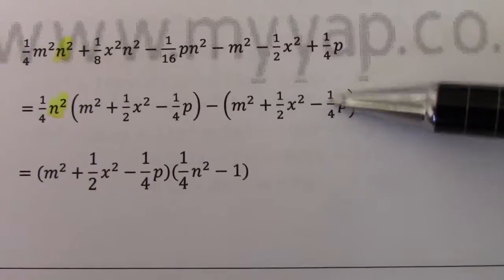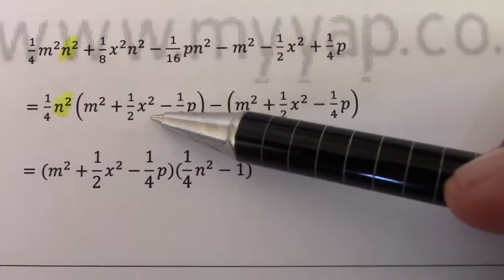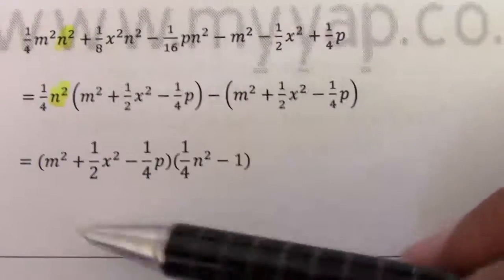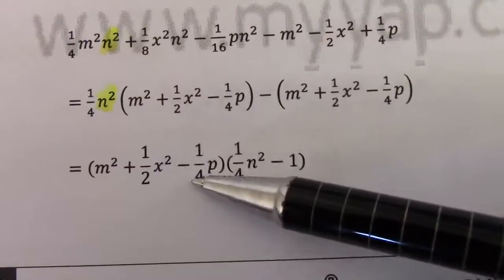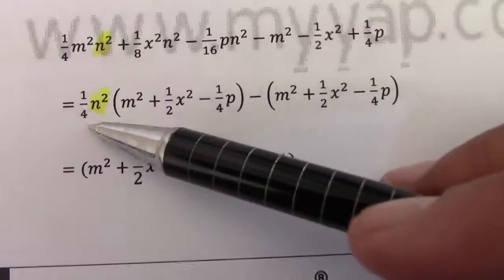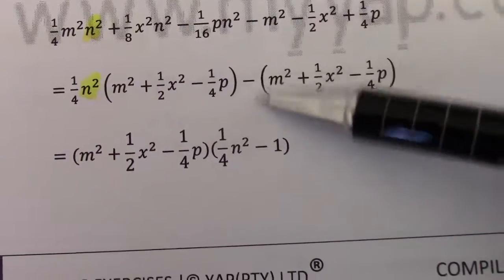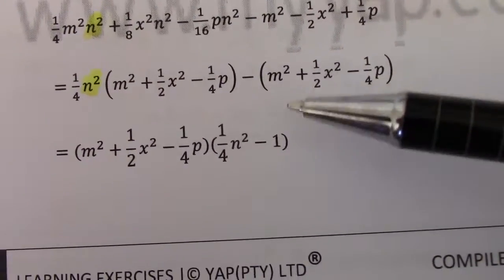Can you see this bracket and that bracket? They look the same. So therefore write that bracket down first. What's left behind? Quarter n squared minus, that's magic number, 1.